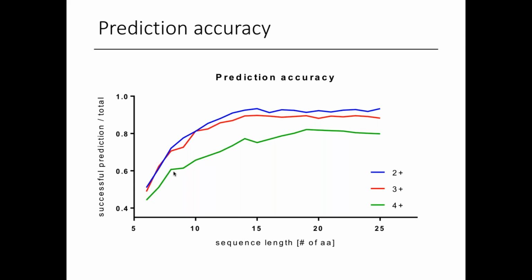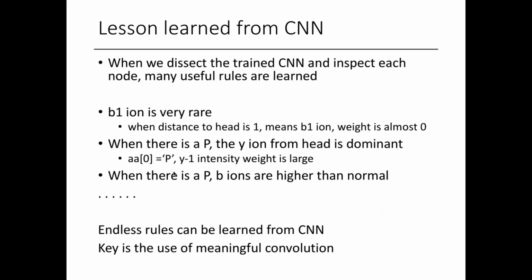So with this trained convolutional neural network in hand, because we didn't use meaningless convolution like a contrast or some random convolution, we actually used physical property prediction or calculation. We want to learn what we can actually learn from the weighted nodes of this CNN.